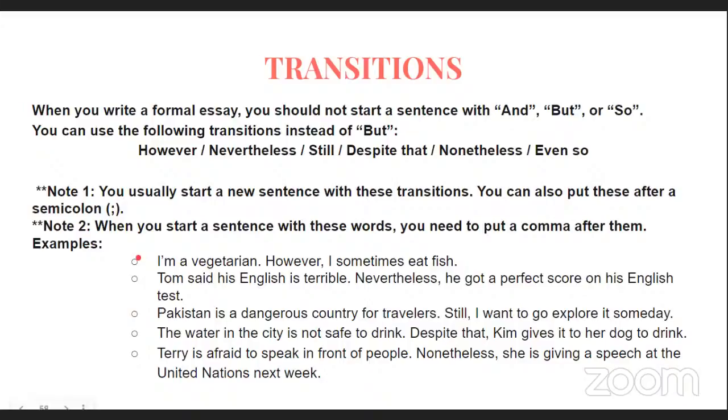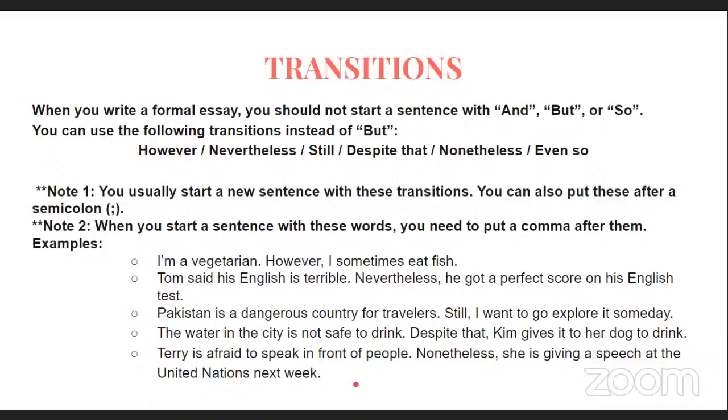Like the examples below. Please, can you read these examples? Yes, I'm a vegetarian. However, I sometimes eat fish. Tom said his English is terrible. Nevertheless, he got a perfect score on his English test. The next one to me. Yes, please. Pakistan is a dangerous country for travelers. Still, I want to go explore it someday. The water in the city is not safe to drink. Despite that, Kim gives it to her dog to drink. Terry is afraid to speak in front of people. Nonetheless, she's giving a speech at the United Nations next week.